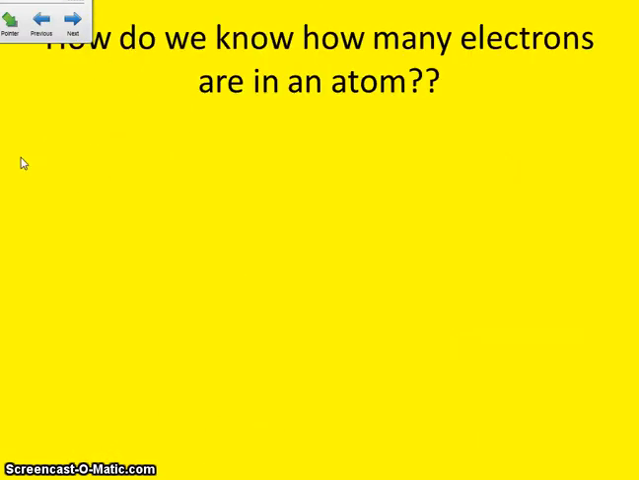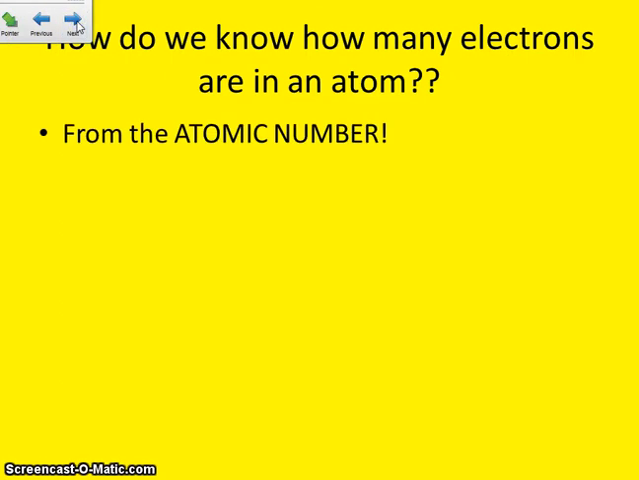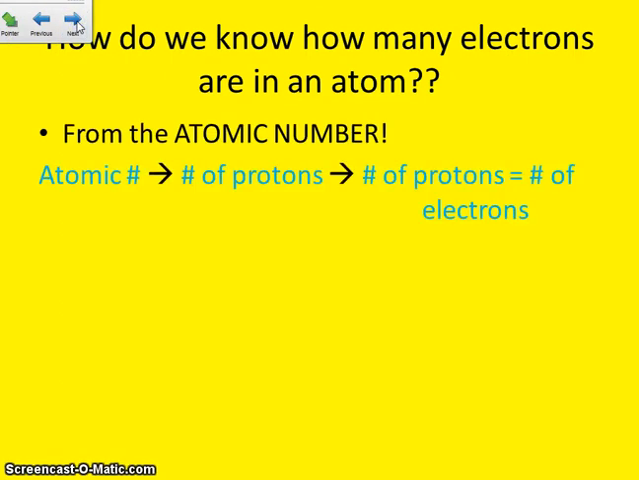Okay, so the first thing that we need to know, the biggest part about this diagram, is going to be the electrons. How do we know how many electrons are in an atom? Well, kind of indirectly, it's from the atomic number, right? Because the atomic number tells us the number of protons, really, but we also know that the number of protons is always equal to the number of electrons. So the atomic number tells us the number of protons, and it tells us the number of electrons. We're going to use that atomic number a lot when doing these diagrams. We're also going to use the mass number, which you learned about before as well.